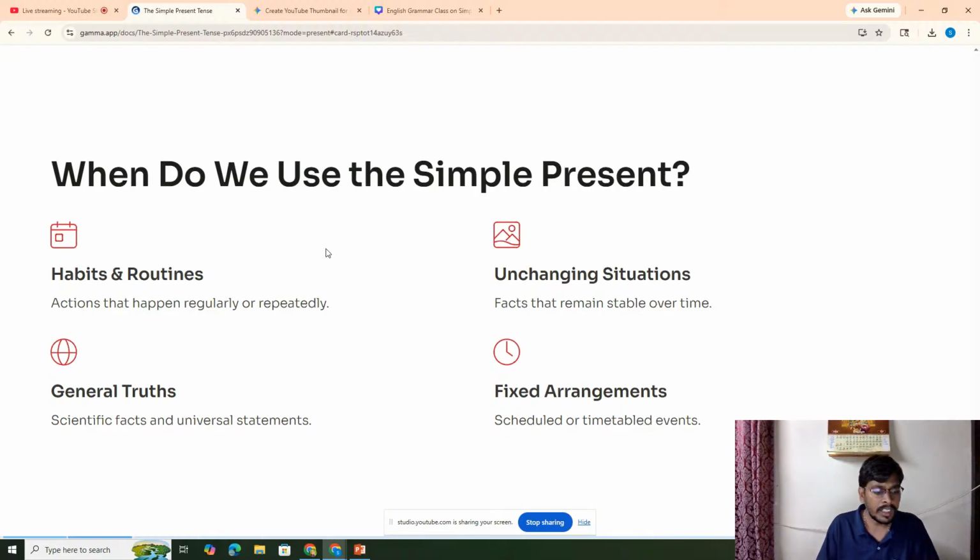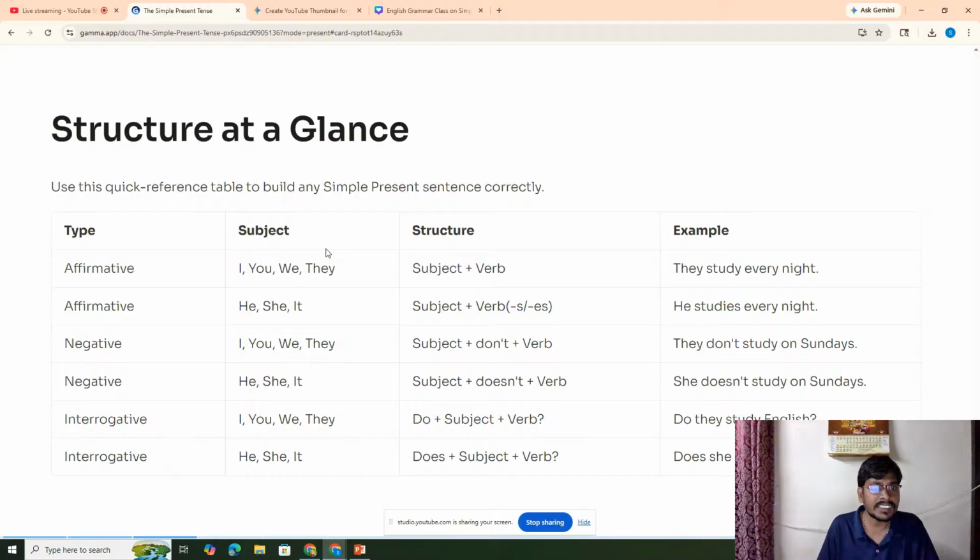So let's get into the other details, structure at a glance. The affirmative sentence for I, you, we, and they: the structure is subject plus verb. The subject is I, you, we, or they, and it should be accompanied by a verb. The example sentence is: They study every night. They do combined study every night. So subject plus verb is the combination for an affirmative sentence.